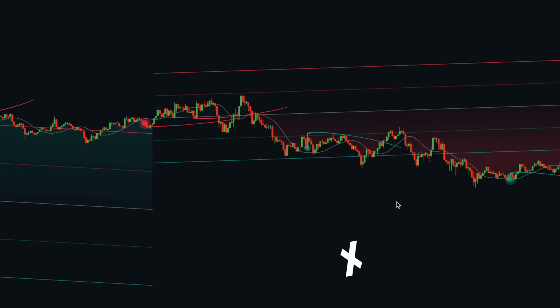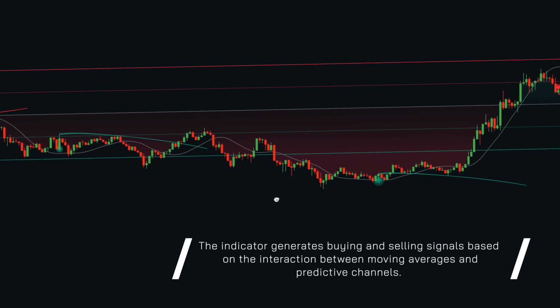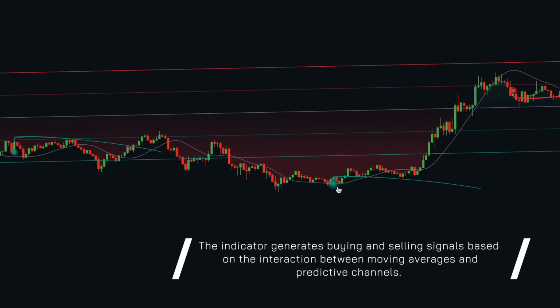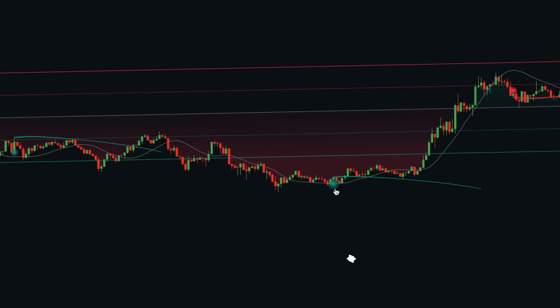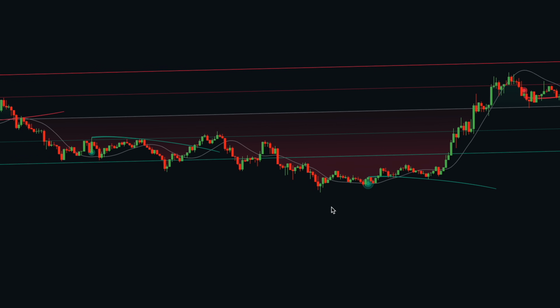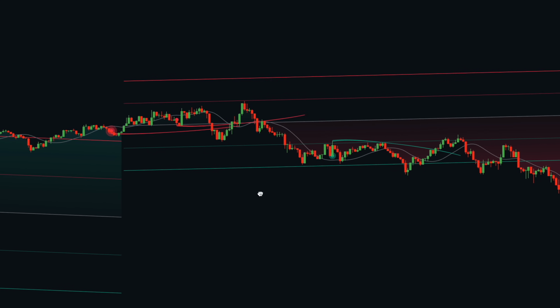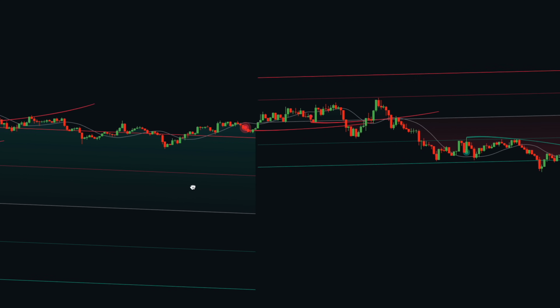The indicator generates buying and selling signals based on the interaction between moving averages and predictive channels. Signals are categorized into low, mid, and high tiers, indicating the strength and potential risk/reward of the trade opportunity. High-strength signals are highlighted with 3 circles, middle strength with 2 circles, and weak signals are highlighted with 1 circle.